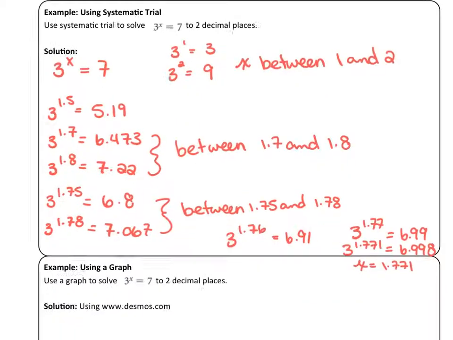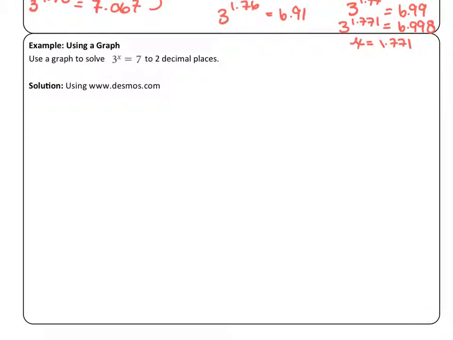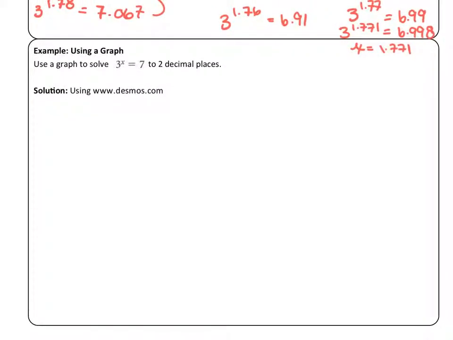Last example is you can solve this using a graph to 2 decimal places. So actually what I did was I went to www.desmos.com and I graphed it. So I'm going to add the graph here and I'm going to talk about it in just a second. So I'll be right back. So you'll see now I've put the graph in here.